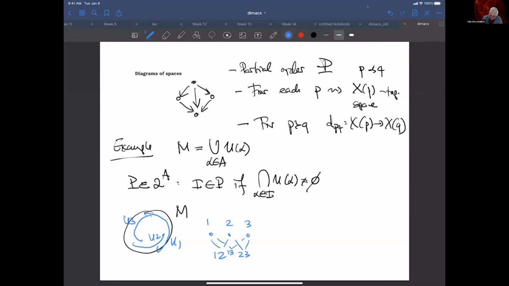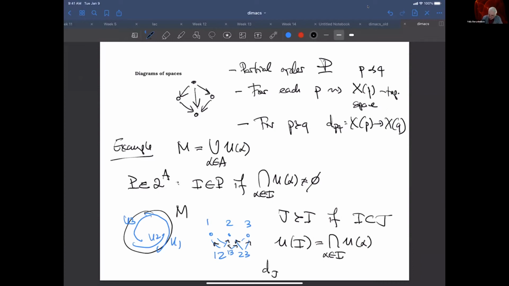And the partial order is set by inclusion, but in the right way. So J is bigger than I if I belongs to J, sorry about this. And you have the mapping from the bigger to the smaller ones. And U of I will be just the intersection of my alphas, alpha belonging to I. If J is bigger than I, then it's an intersection of a bigger number of those vicinities, so it just sits within. So all these mappings, D, J, I, are just embeddings.